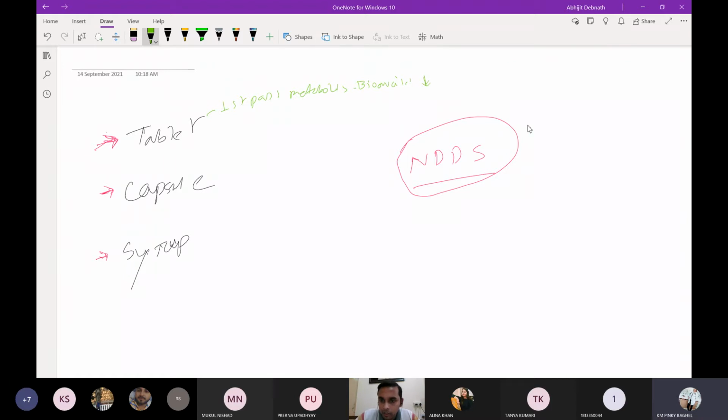Good. According to you, in NDDS we can increase the bioavailability. ठीक है, fine, very good thinking. Any other points? Not suitable for unconscious patient. कौन सा टैबलेट, कैप्सूल, सिरप? Tablet. ओके. फिर से बताओ. Not suitable for unconscious patient.